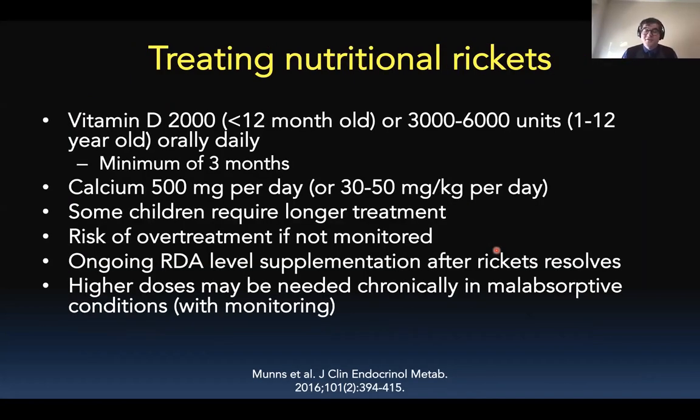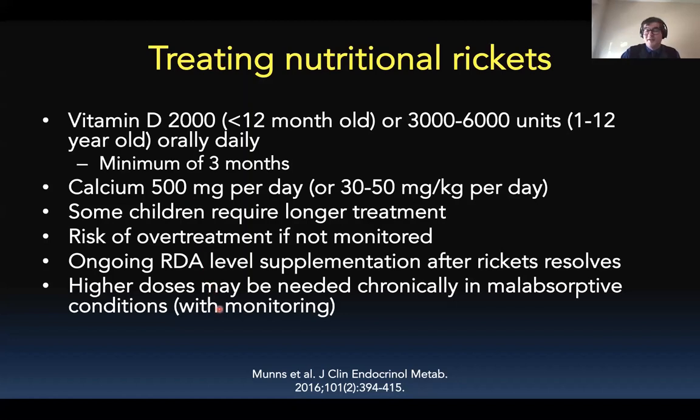When you're treating nutritional rickets, I typically use between 2,000 and 6,000 units of vitamin D a day for 3 months or more, depending on how long it takes to normalize their levels. You can use higher doses. I've been cautious about that because sometimes patients get away from you and then they keep taking higher doses and then come back with vitamin D toxicity, which is not a great outcome. They often have a requirement for calcium supplementation as well.